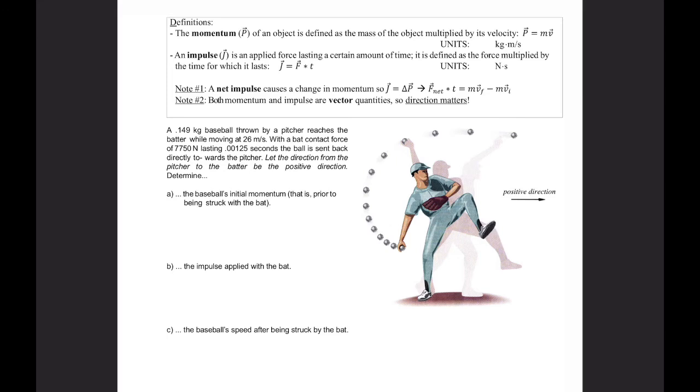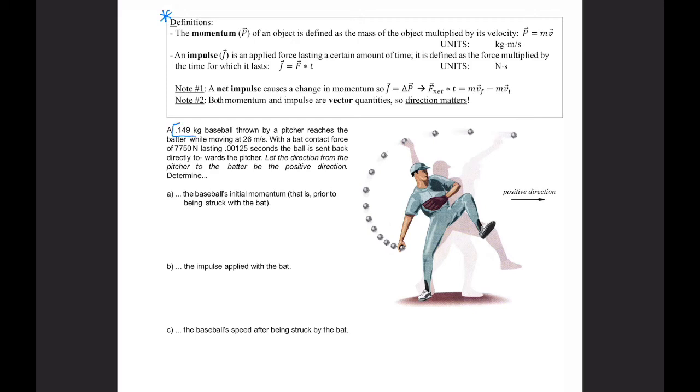Let's work through some change in momentum example problems. Here's our pitcher. On this side over here is our batter, and they're going to hit the ball backwards, right back out towards the pitcher. Our definitions are up above if we need them. We can reference them at any time. Let's take the information from the problem and write it down.